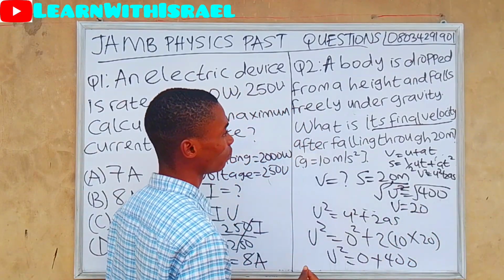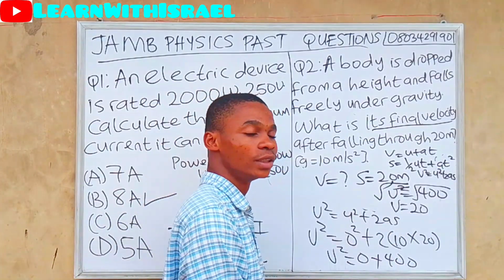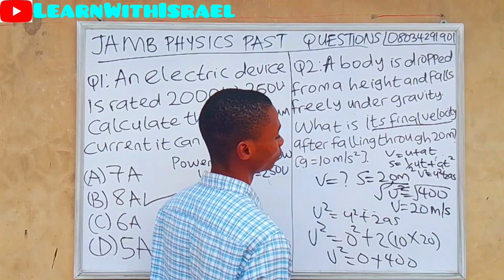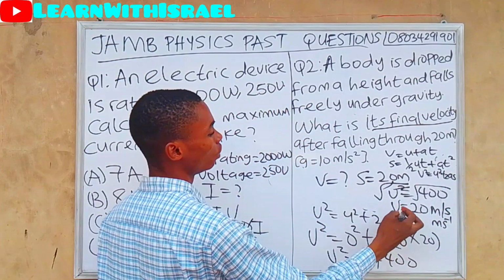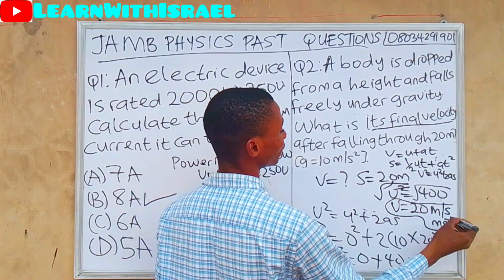We cannot leave it like this. We need to add the unit. The unit of velocity is meter per second, or it can be written as meter second raised to power -1. So this is the appropriate and the correct answer.